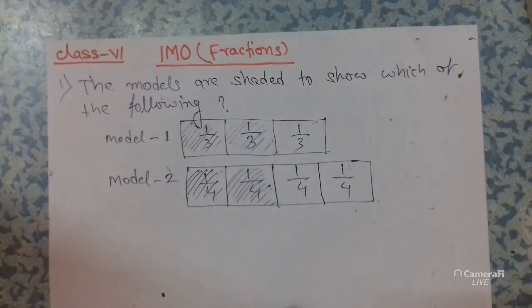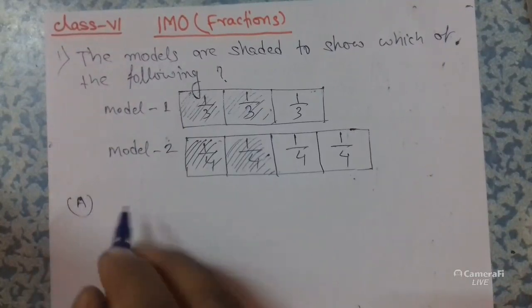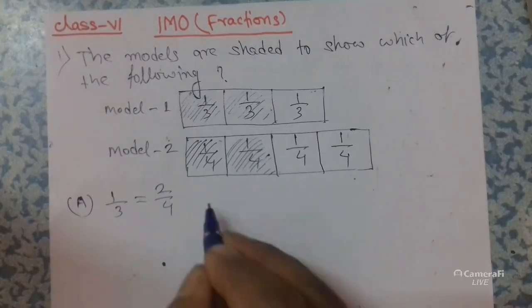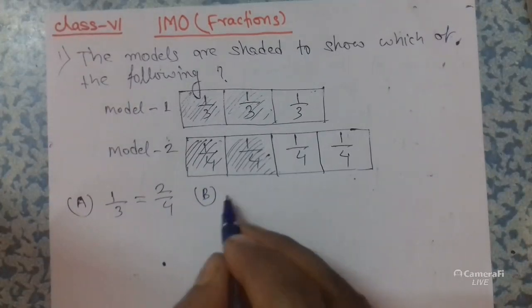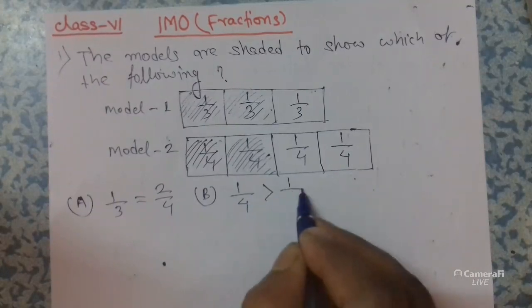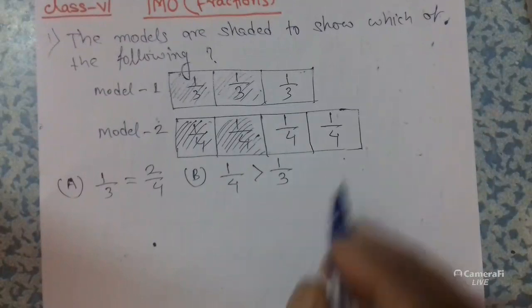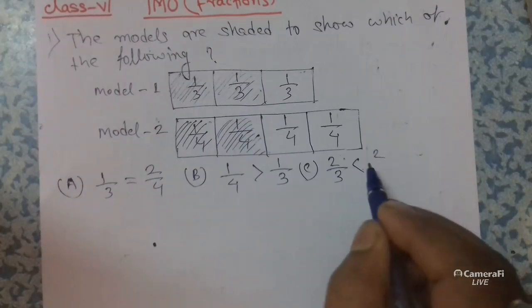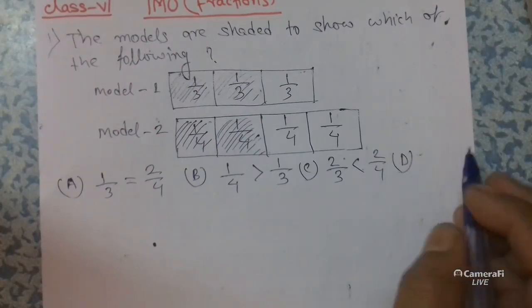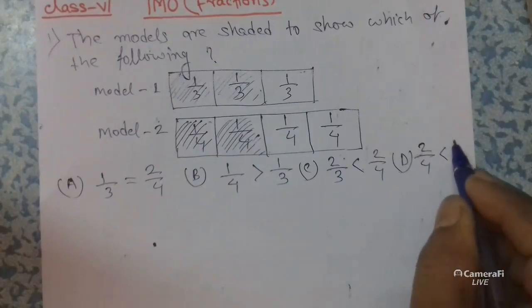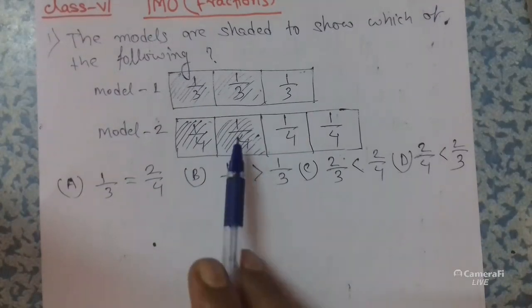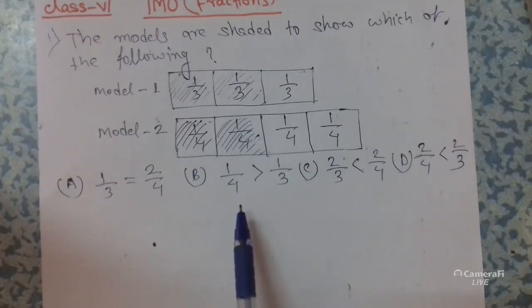Now the options are: option A, 1 by 3 is equal to 2 by 4. Option B, 1 by 4 greater than 1 by 3. Option C, 2 by 3 less than 2 by 4. And option D, 2 by 4 less than 2 by 3. These are the four options. Now for these models we have to find the correct answer.